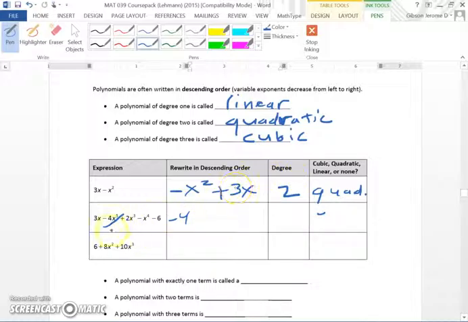Now we want the degree. The highest degree here is 5. So that is the degree. Now we ask ourselves, is this cubic, quadratic, linear, or none? Which one do you think it would be? None. That's correct. The answer is none.